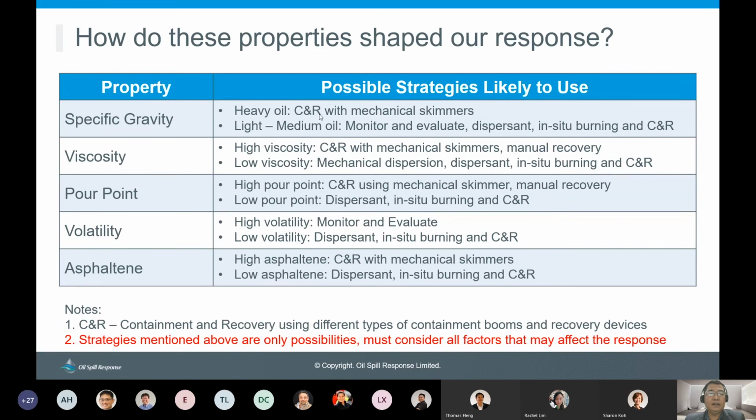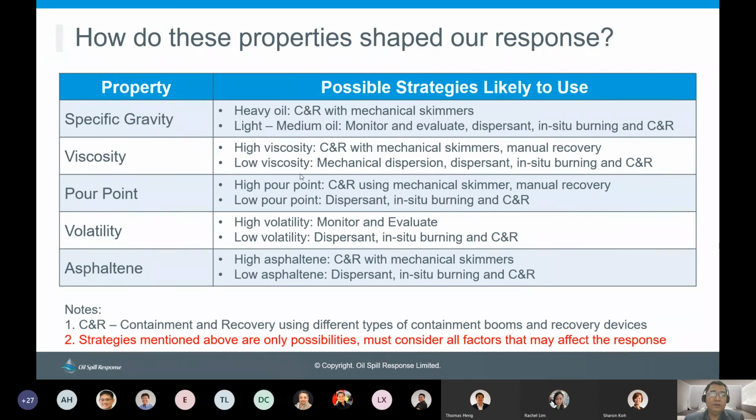So for specific gravity, heavy oil, you could actually use containment and recovery using mechanical skimmers or mechanical recovery devices. For light to medium oil, we could use monitor and evaluate, dispersant, in situ burning, and containment and recovery. Again, I will reiterate, not all of this is applicable to all types of oil, and that's the reason why assessment is very important. The next property is the viscosity.